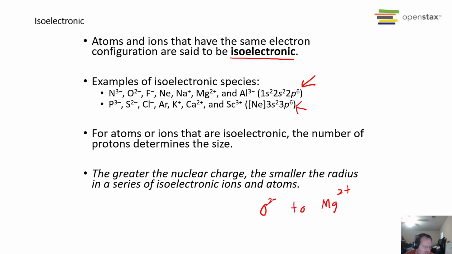So the first step is to make sure that you identify that these have the same number of electrons, and they do. They both have 10. Oxygen starts with 8. If it gains 2, it goes to 10. If magnesium starts at 12 and loses 2, it also goes to 10. So you have to check first, are they isoelectronic?